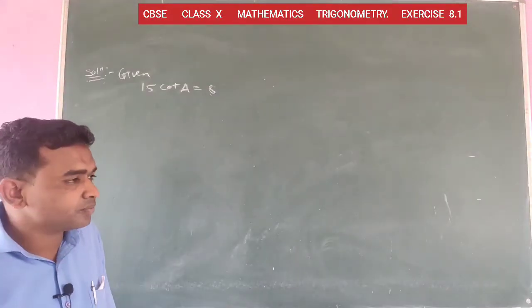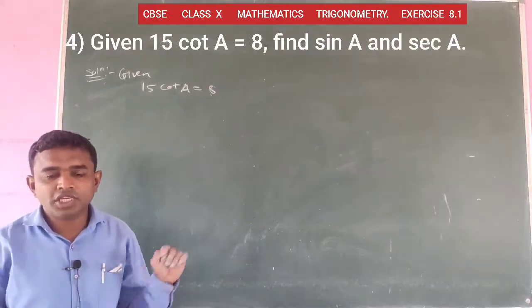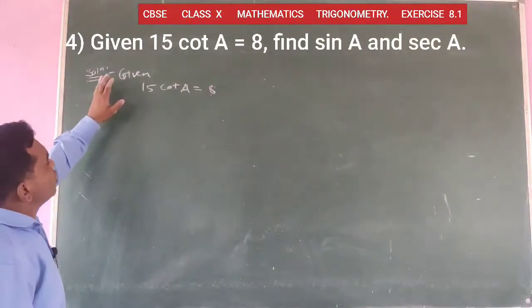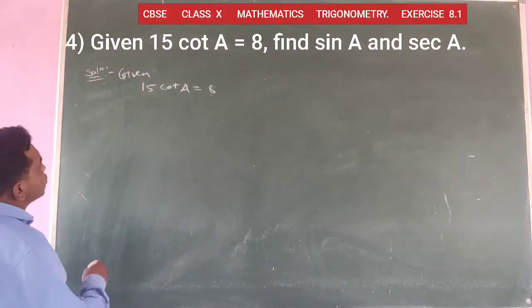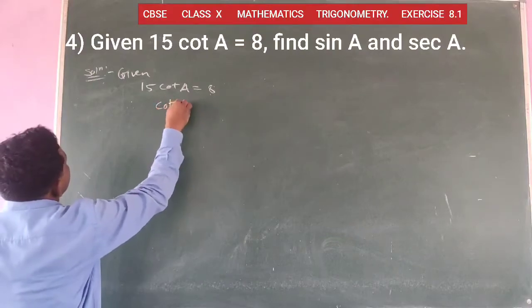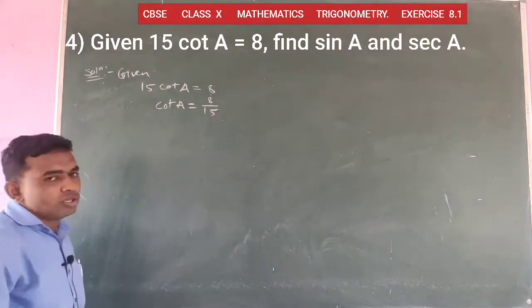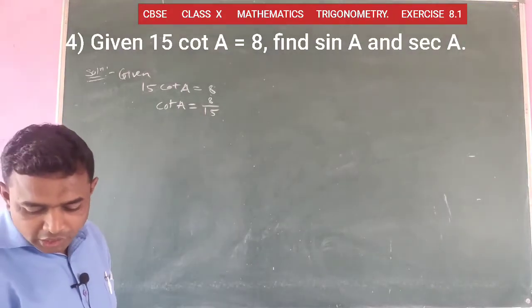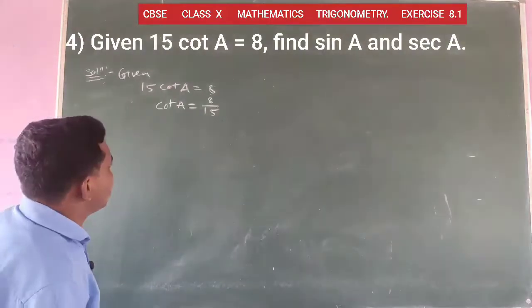And second, in question number 4, the given value is 15 cot A is equal to 8. So simply write it in simplest form as cot A is equal to 8 upon 15. And we have to find out the values of sin A and sec A.